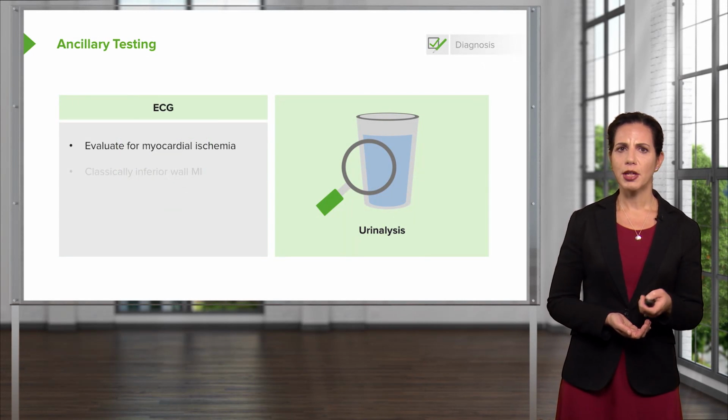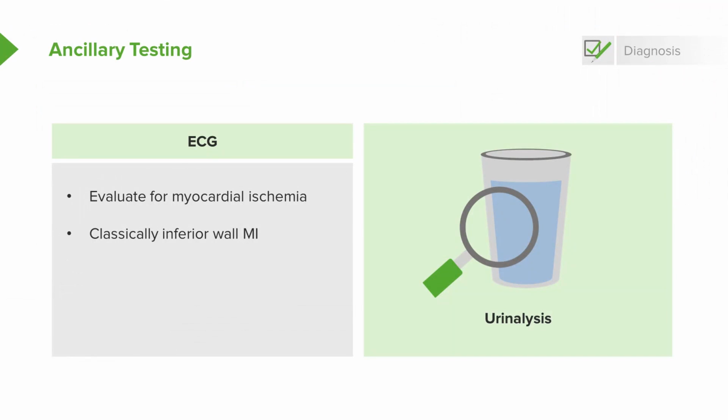The EKG can evaluate for myocardial ischemia. So again, I want to stress that that's classically associated with inferior wall MIs. So patients who are having epigastric abdominal pain, always think about that inferior wall MI.